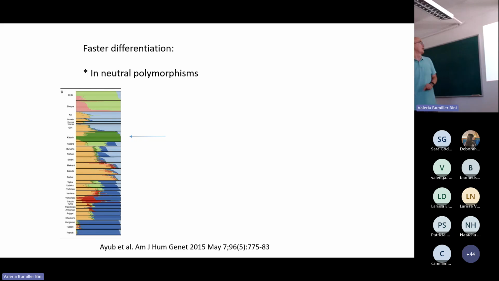So actually, the populations have faster differentiation rates in neutral polymorphisms. This is a remnant of a presentation I may have done in December. Anyway, so we have, for instance, here the Asian and European populations, and you see some large blocks here. This European component, this Middle Eastern component, the East Asian here, and here the Kalash, which are an isolated population in Pakistan, are making a component all to themselves because they are so isolated and so differentiated.